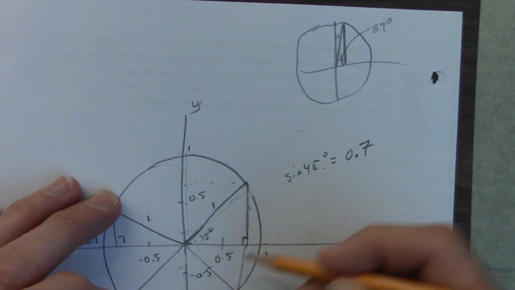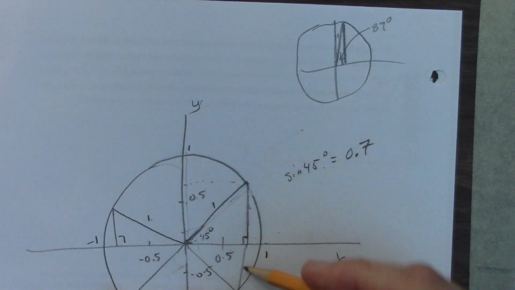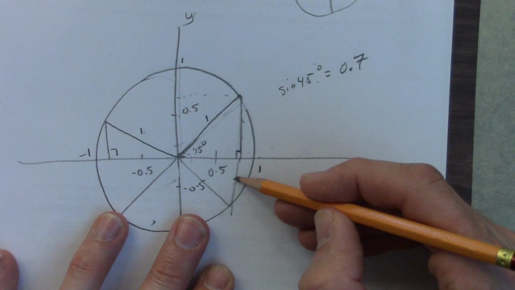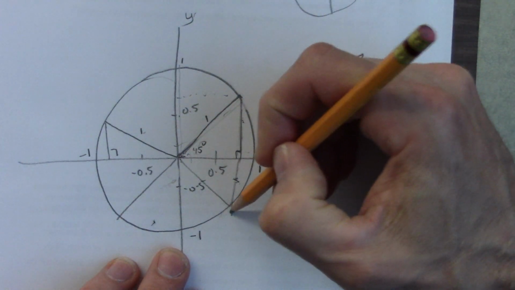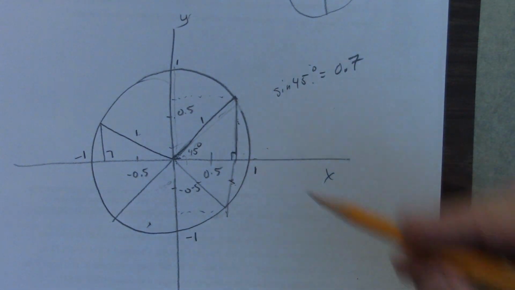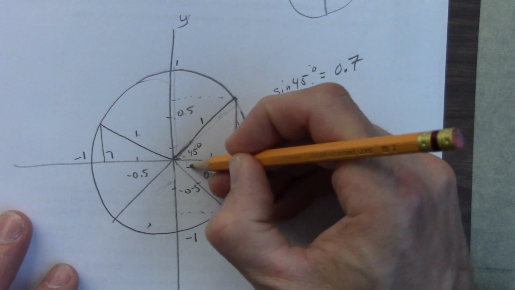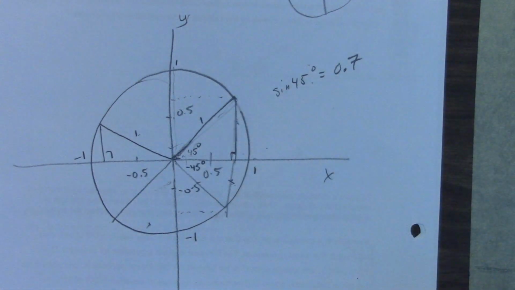Okay? You draw negative 45. Now, your opposite side here is not positive 0.7. It would be about negative 0.7, right? So if you do sine negative 45, it should be about negative 0.7, right?